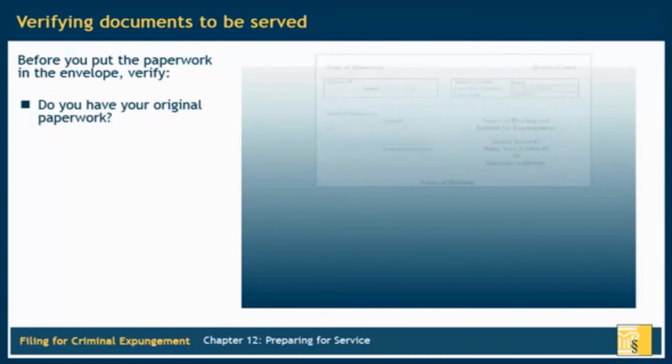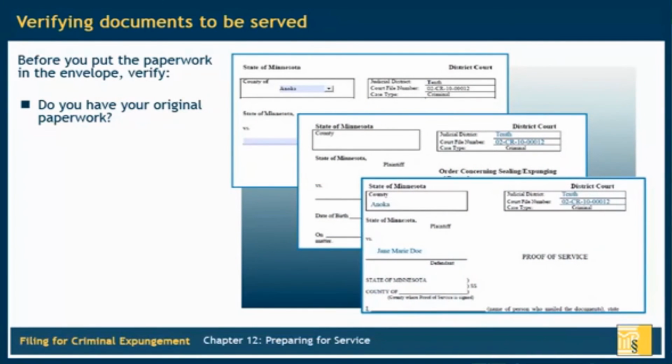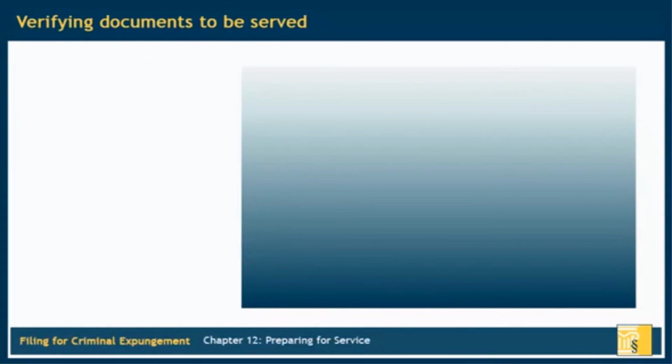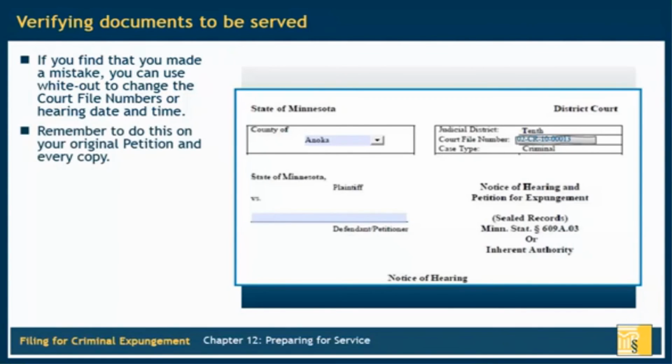Do you have your original paperwork? Do not mail your original paperwork. The originals must be filed with the court later. If you find that you made a mistake, you can use whiteout to change the court file numbers or hearing date and time. Remember to do this on your original petition and every copy.